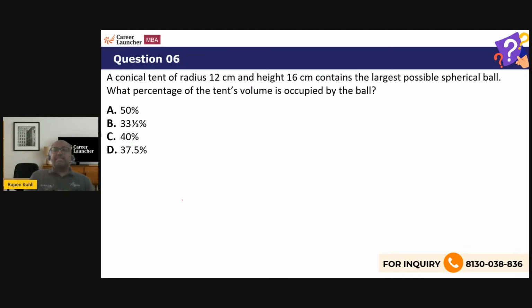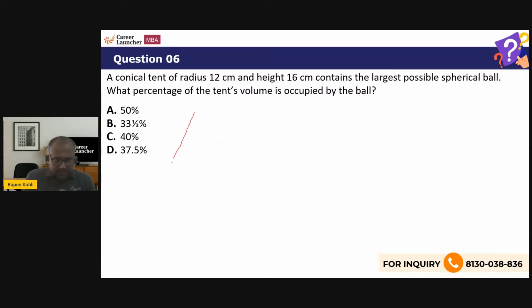Obviously, you would inscribe the sphere, in the sense you would want the sphere to be touching the walls of the tent from the inside, right? You can't go inside it, meaning there's no space for anything else to enter. The ball is as large as it can be, right?